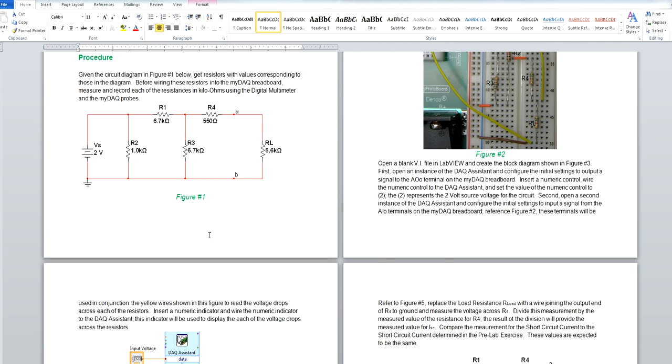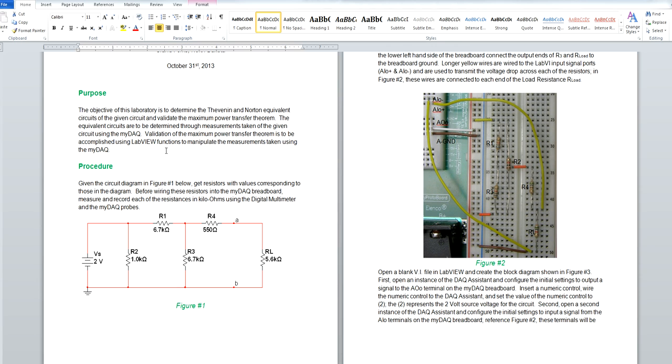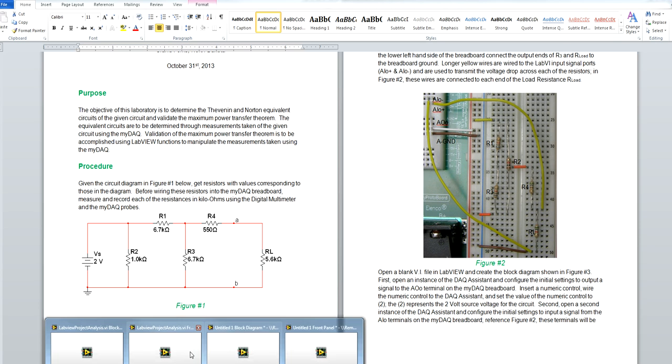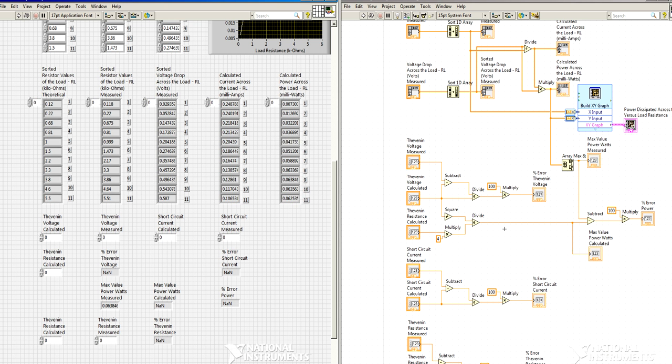I want to make sure I get it right, for the maximum power transfer theorem. I want to make sure I'm clear so I'm not confusing anyone. Again, taking the difference between the two, multiplying by 100 gives us the percent error in our maximum power figure.